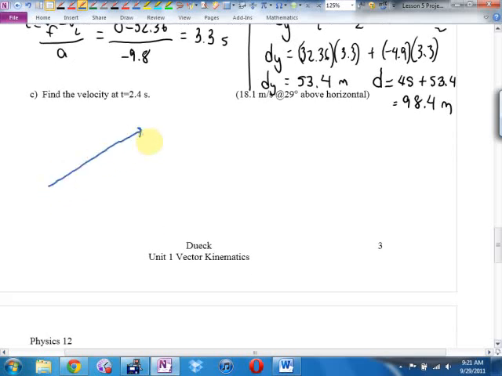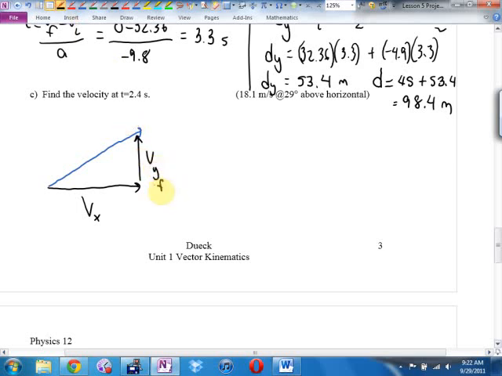The horizontal velocity and, don't write this next part down, Vy at 2.4 seconds. However fast it's traveling vertically after 2.4 seconds, if I add those two together, that should give me my resultant. Except instead of calling it Vy 2.4, I'm just going to call it Vy final, because that's where it's going to appear in my equation.